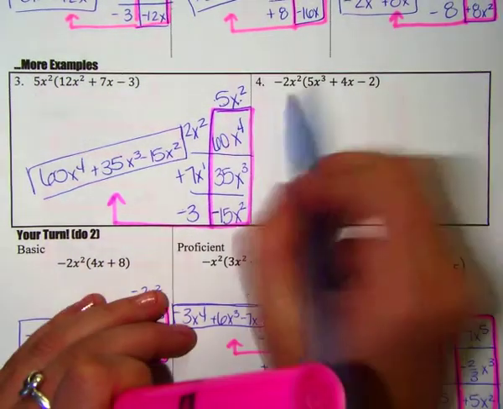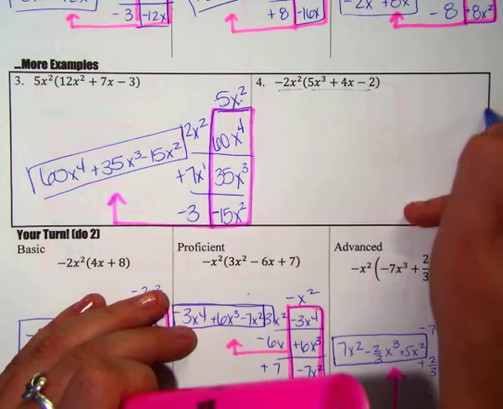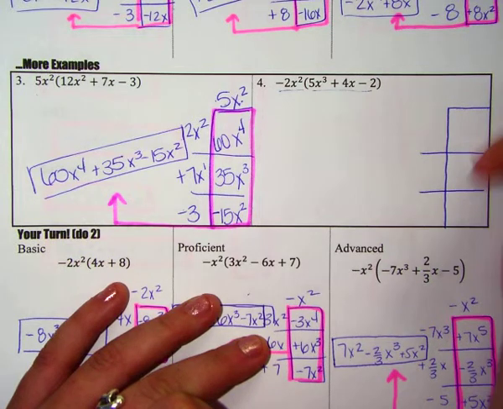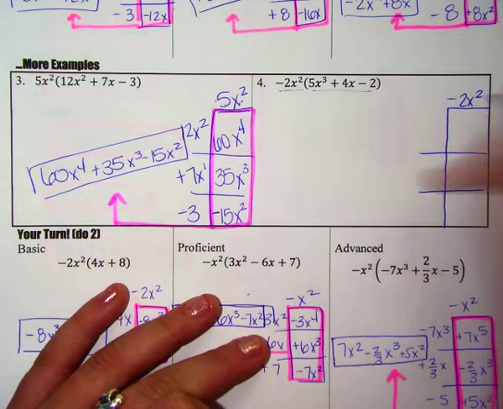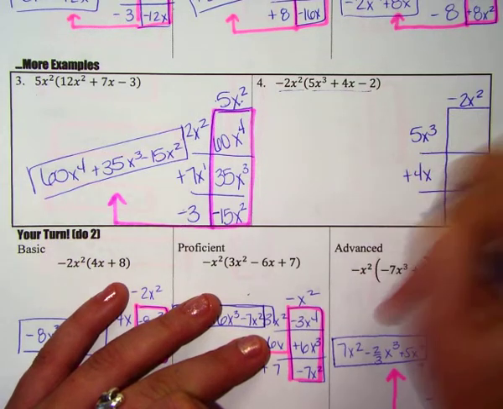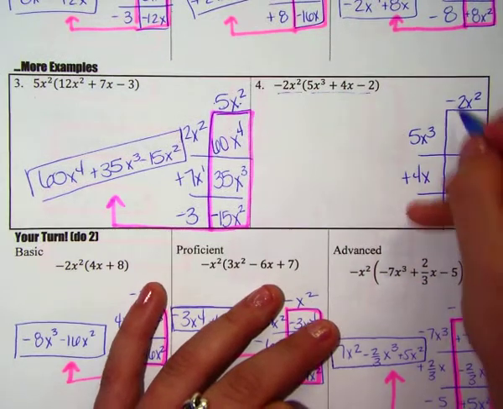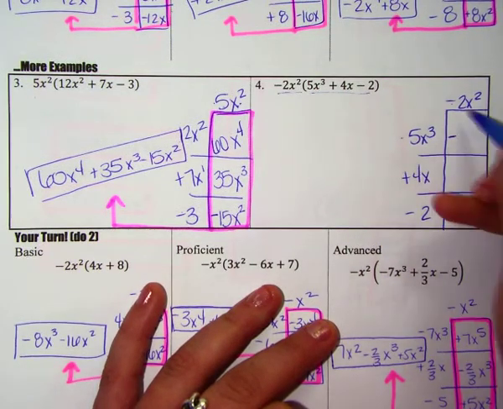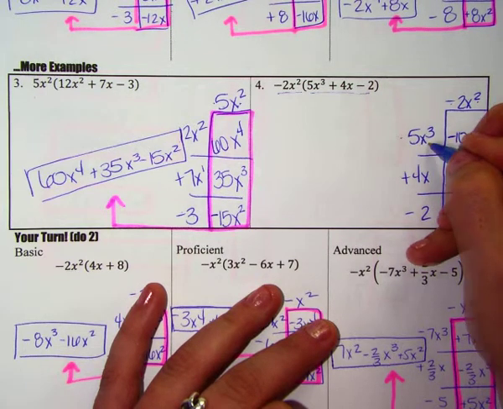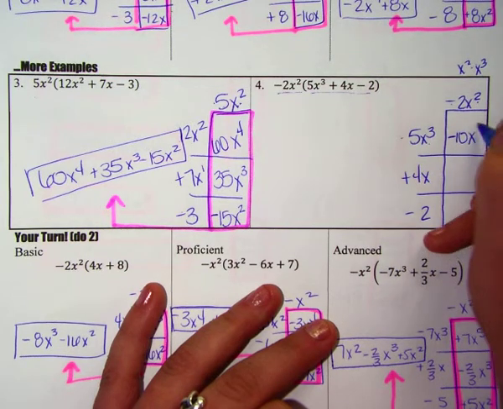Last one I'll do with you. This is a monomial times a trinomial, so it will be a 1 by 3 grid. Negative 2x squared goes on top. 5x to the third plus 4x minus 2. The area of this first box, negative times a positive is a negative. 2 times 5 is 10. X squared times x to the third. If you needed to, you would come to the side and do scratch work. But that's x to the fifth.